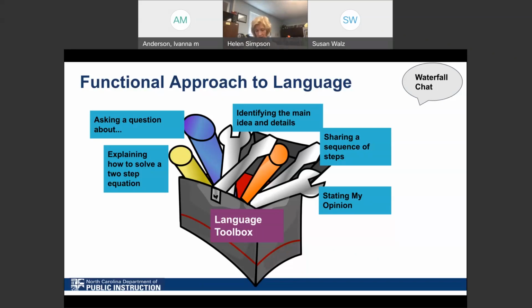Okay, so give me some more examples of the functional notion of language, say in a content area. I've used examples from English language arts. What might a language function be in another content area?